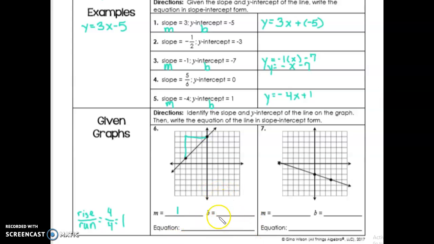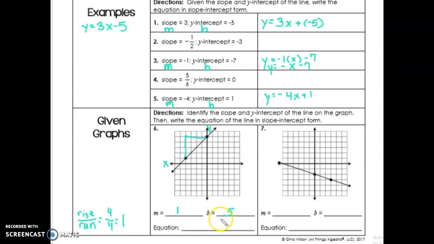Alright, your y-intercept. This is where this line intersects your y-axis. And if you need to, label your x and y-axis. And I just realized I'm doing 6, so you guys are doing 7. So, for this one, your y-intercept is right here. This is your y-axis. This is where this line is crossing the y-axis. So, I'm going to count up from the origin. 3, 4, 5. This is at 5. So, my y-intercept is 5.